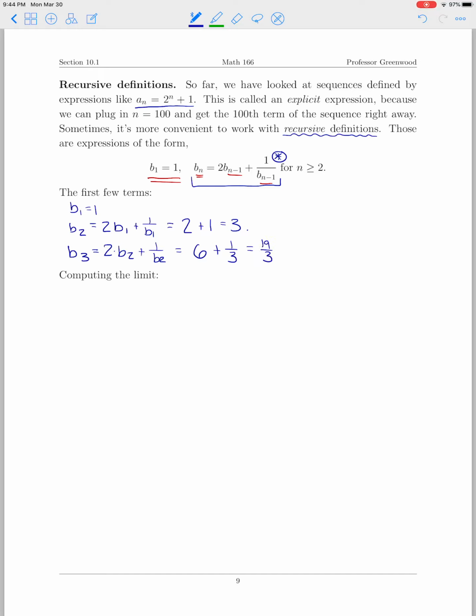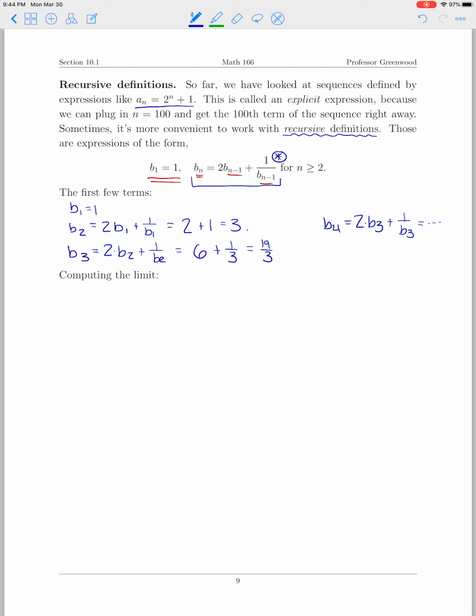At this point, hopefully you can see that I could do this procedure indefinitely, because I know that b sub 4 is going to be 2 times b sub 3 plus 1 over b sub 3, and then I could plug in what that value is and keep on going forever. And so this recursive definition really would allow me to compute what b sub 100 is if I felt like it.